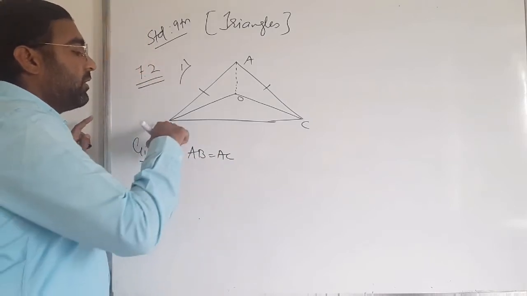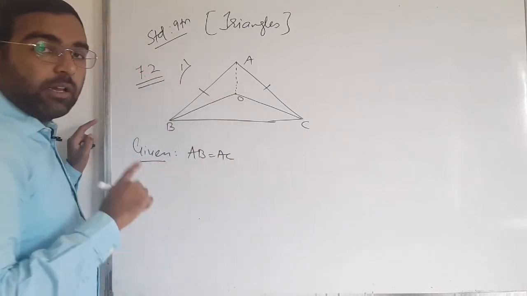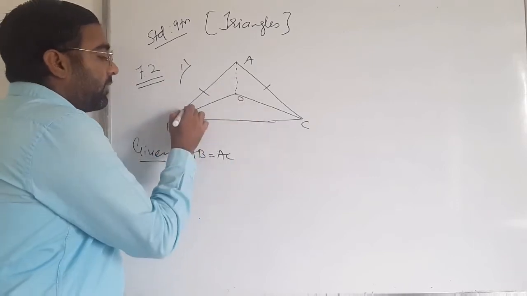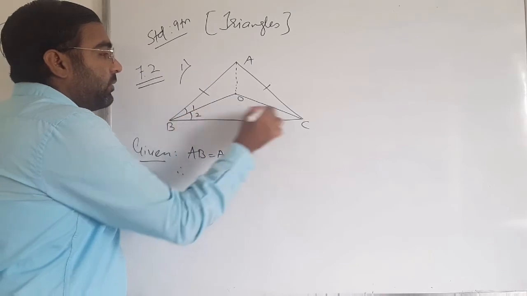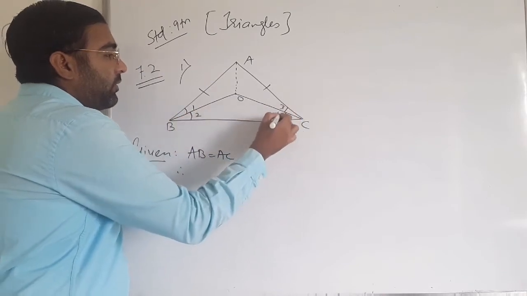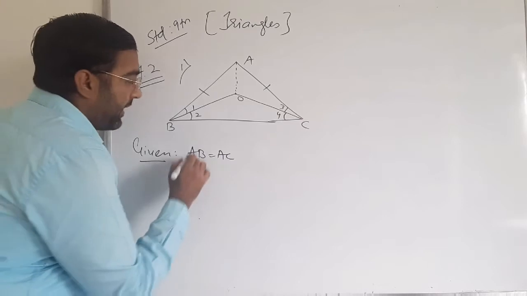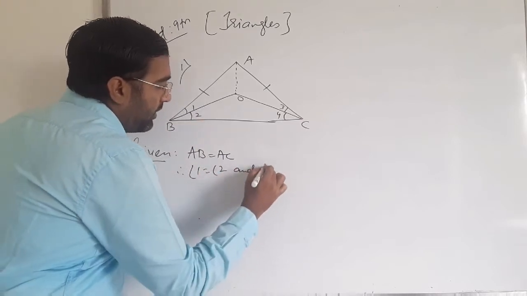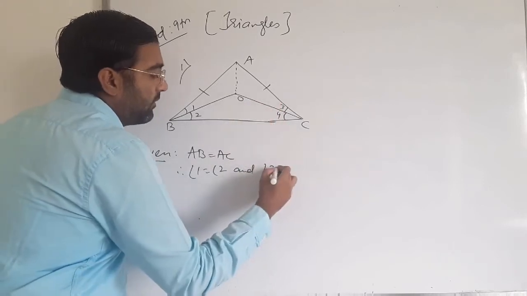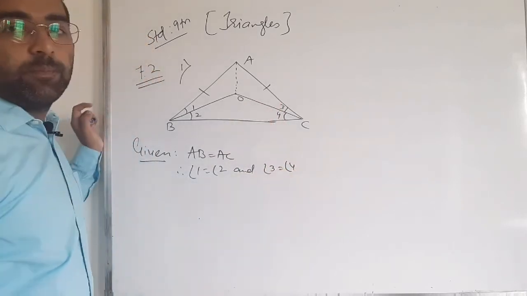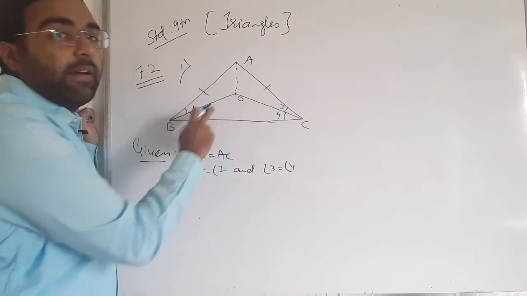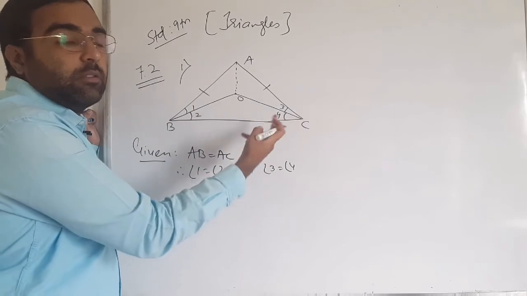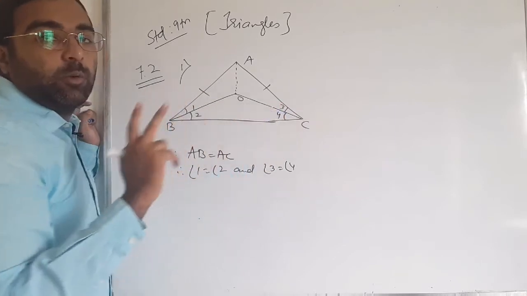Second thing, BO and CO are the angular bisectors of angle ABC and angle ACB. Therefore, I'll name the angles 1, 2, 3, 4. So my angle 1 is equal to angle 2 and angle 3 is equal to angle 4, because BO divides this angle into two equal halves, and CO also divides this angle into two equal halves.